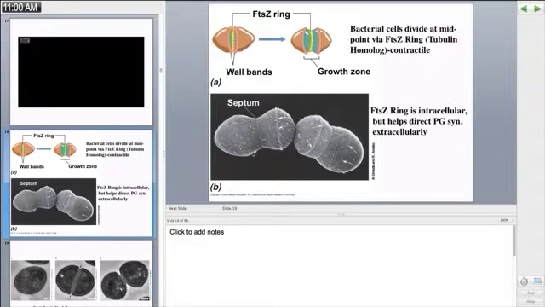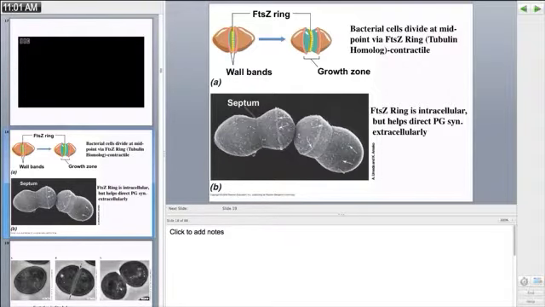But for the most part, bacteria, whether they're coccoid or bacillary or whatever shape, tend to almost always divide at the exact midpoint. And they do that using an analog of a well-known eukaryotic cytoskeletal protein, tubulin. The analog in bacteria is a protein known as FtsZ, or FtsE, as it's more frequently referred to.